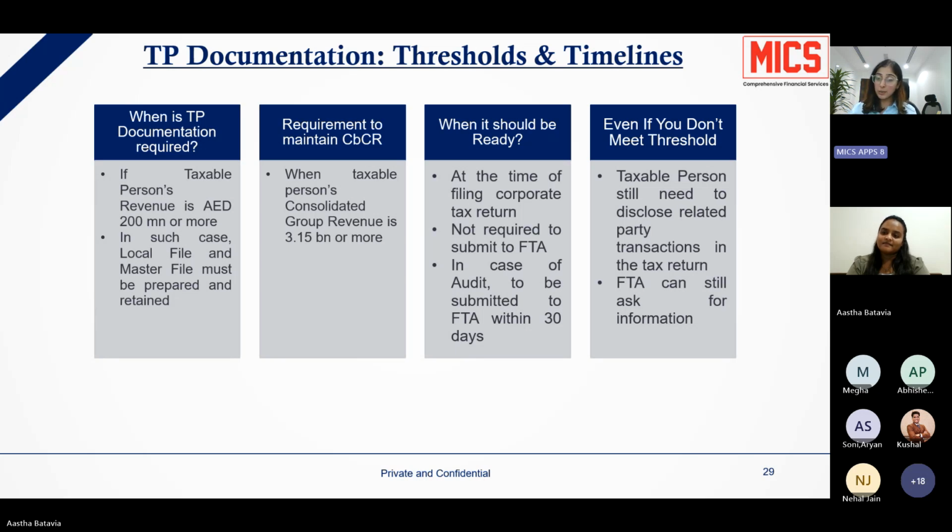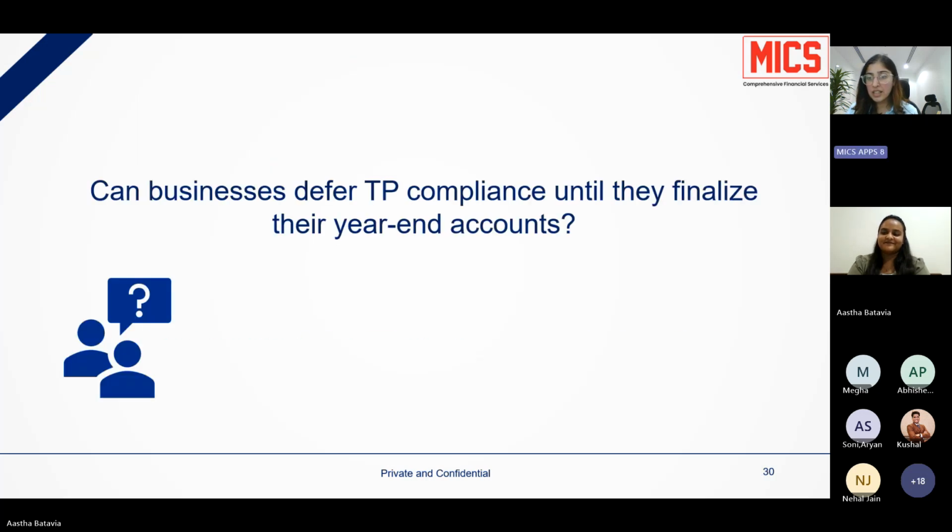But FTA, once it requests for it, will only give you 30 days to submit all of this. And it is impossible by any stretch of imagination that you would be able to produce these documents in 30 days if you have not done a compliance before. Accordingly, please start early. You are already late if you have not started, so please start now. Can we go to the next myth, Asta? I think this is the last one.